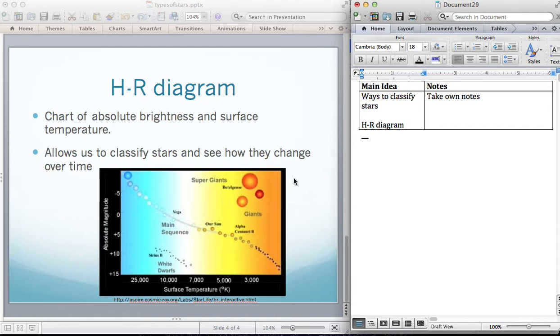The one that's really bright and not so hot would be in the top right corner. Really bright and really hot, top left corner with these blue stars. Not so bright, not so hot is going to be in the bottom corner with these red stars down here, and then not so bright but really hot is going to be down in the left corner.